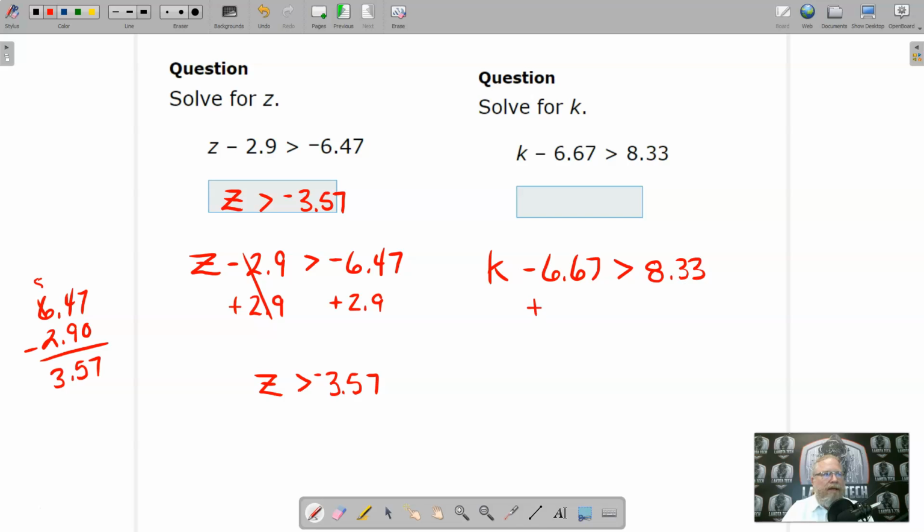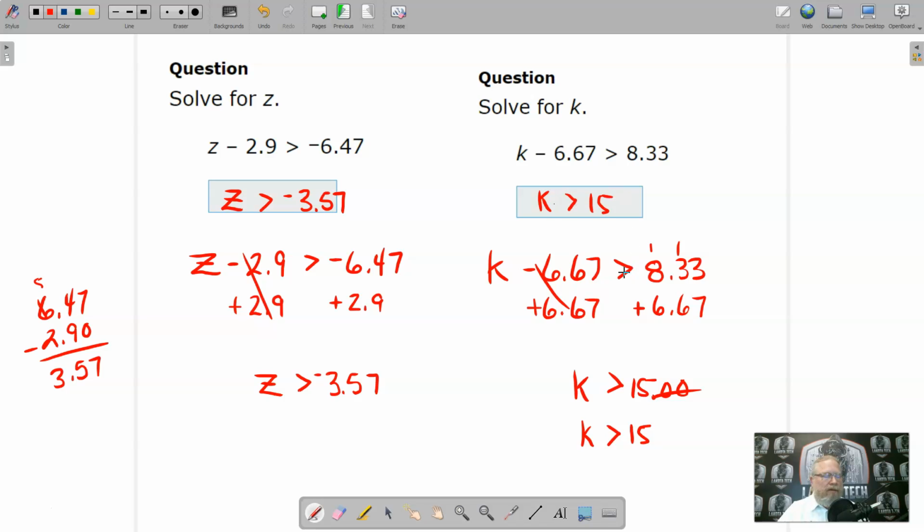Final one, K minus 6.67 is greater than 8.33. So let's go ahead and add 6.67 to each side. We're adding those. Those will cancel each other out on the left, leaving me with just K on the left. Let's bring down that greater than sign. And then let's go ahead and add these up. 3 and 7 is 10. I'm going to carry the 1. That's 9. That's 10 again. And carry the 1. And that would be, what, 15? Right? 9, 15. Indeed it is. So I could drop that there, right? Just have K is greater than 15. Put that in. K is greater than 15.